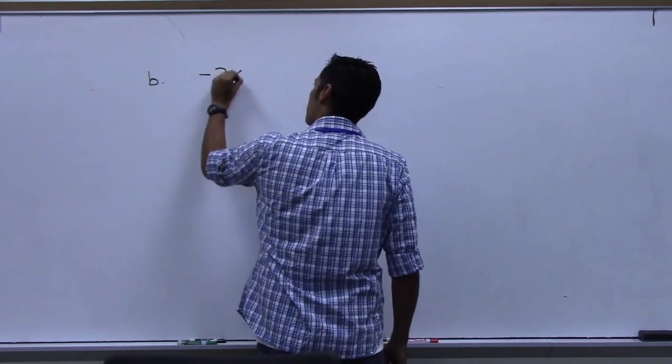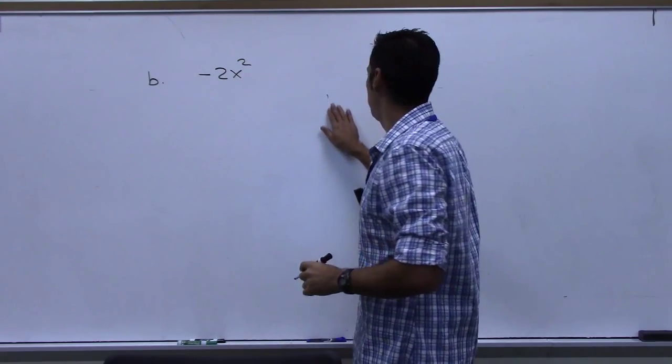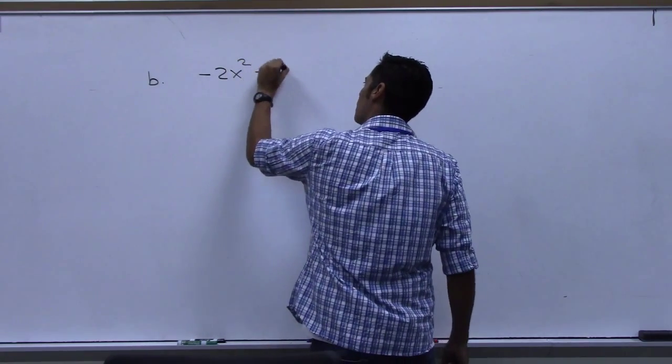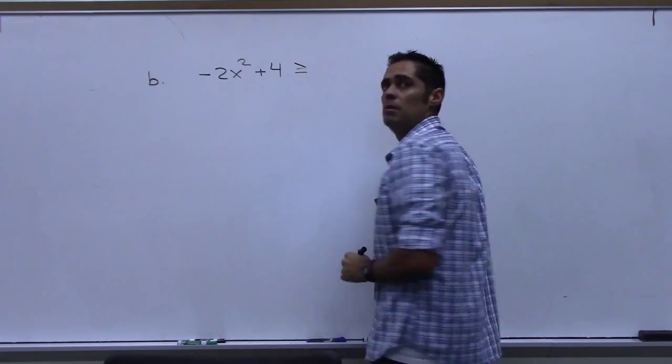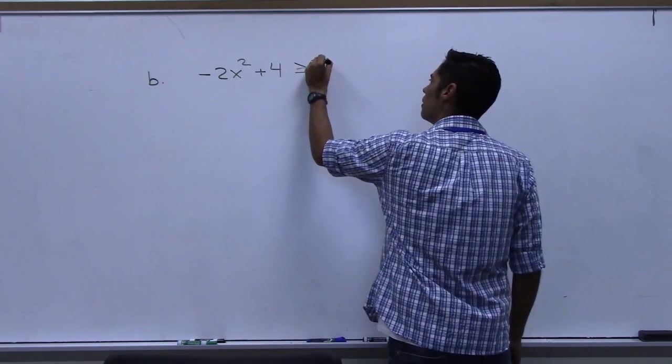Negative 2x squared plus 4 greater than or equal to 3x.